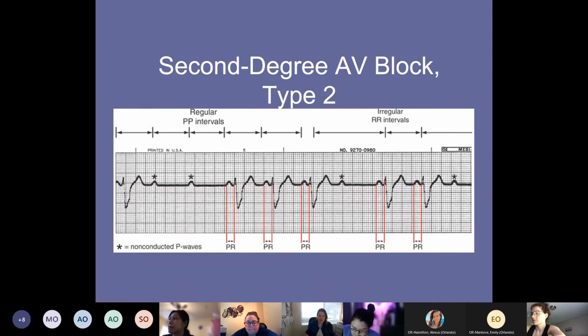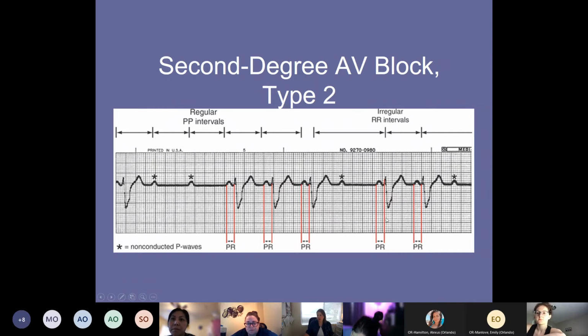Okay, we've gotten worse here. Second degree AV block type 2. And I always do this, I hold my fingers up just like this, two, because the PR intervals, when they're there, are always the same and they match up. So I think of my fingers as calipers, and those PR intervals are always the same.